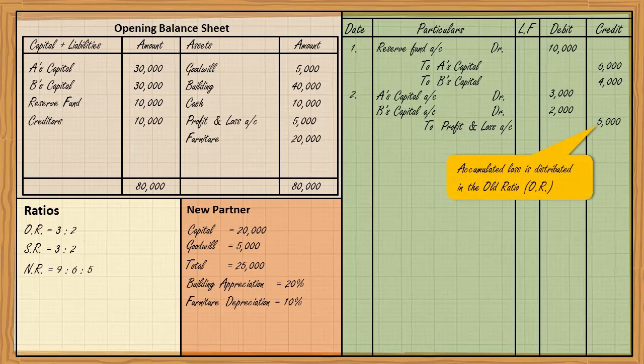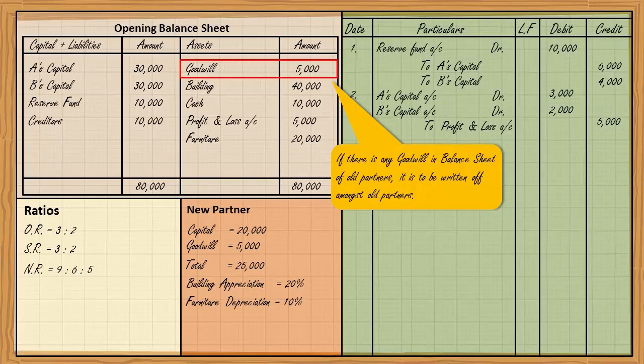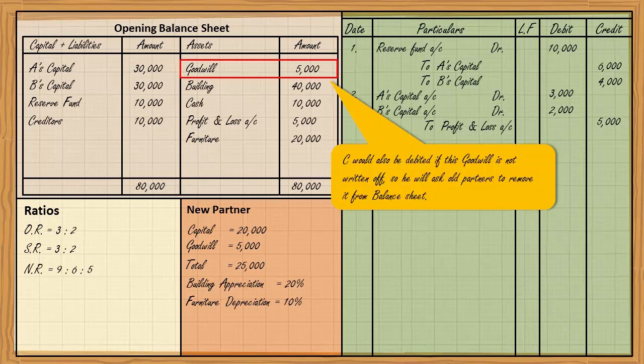Now, there is already raised goodwill at rupees 5,000 in the balance sheet. If you find any goodwill in the balance sheet of old partners, you must write it off. The reason being, when the new partner enters the firm, he wouldn't like to keep it. Because if this goodwill is written off in future, C will also be debited due to writing off. So naturally he wouldn't like to take this risk. He would ask the old partners to remove this goodwill from the balance sheet.